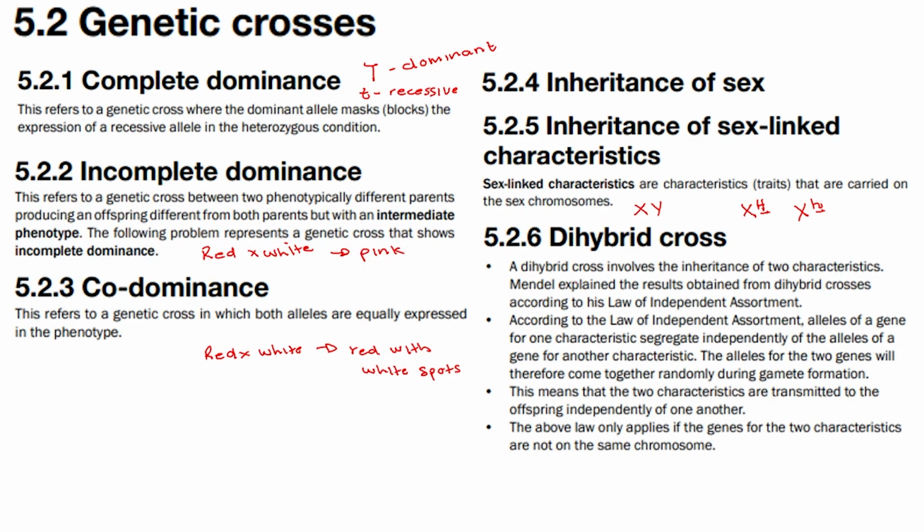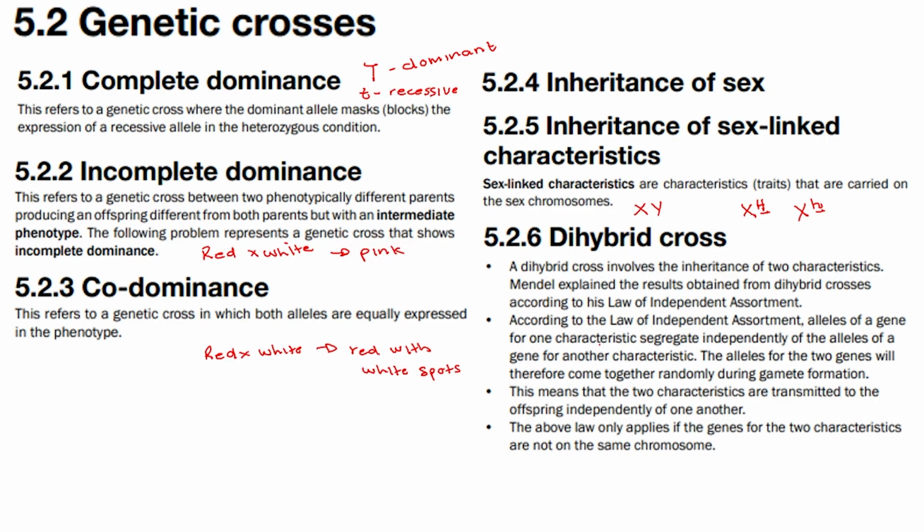Dihybrid crosses. A dihybrid cross involves the inheritance of two characteristics instead of one. Mendel explained that the results obtained from dihybrid crosses, according to his law of independent assortment, showed that the alleles of the gene for one characteristic segregate independently of the alleles of a gene for another characteristic. The two alleles for the genes will therefore come together randomly during gamete formation.